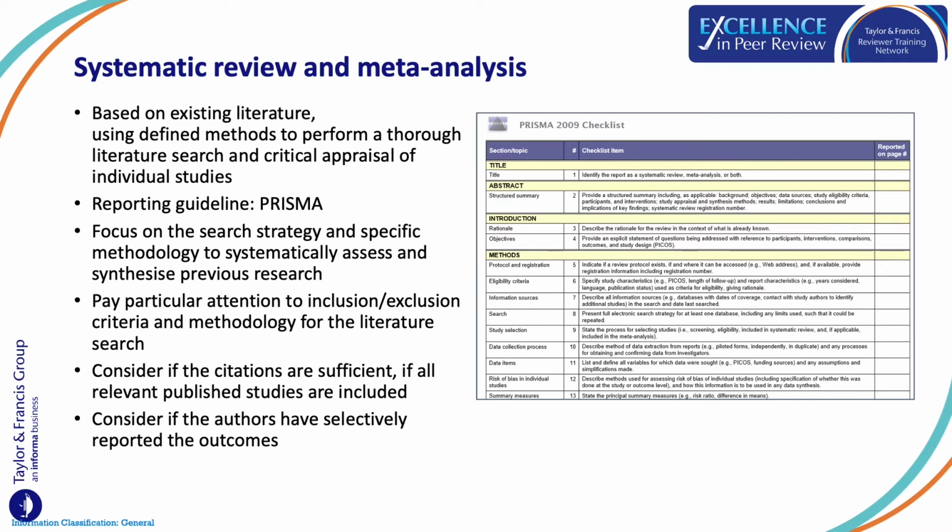Systematic reviews and meta-analyses are based on existing literature and use defined methods to perform a thorough literature search and critical appraisal of individual studies. A meta-analysis will also perform additional analysis of data from multiple previously published studies. As a reviewer, you can refer to the PRISMA checklist if you need more guidance on what authors should include.